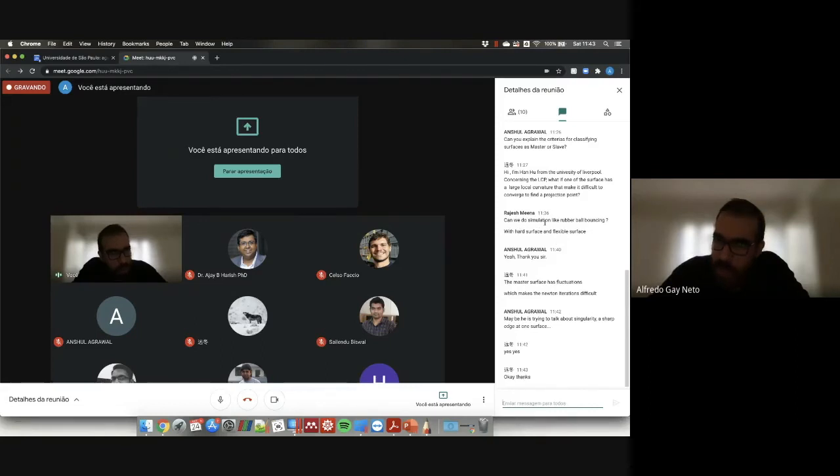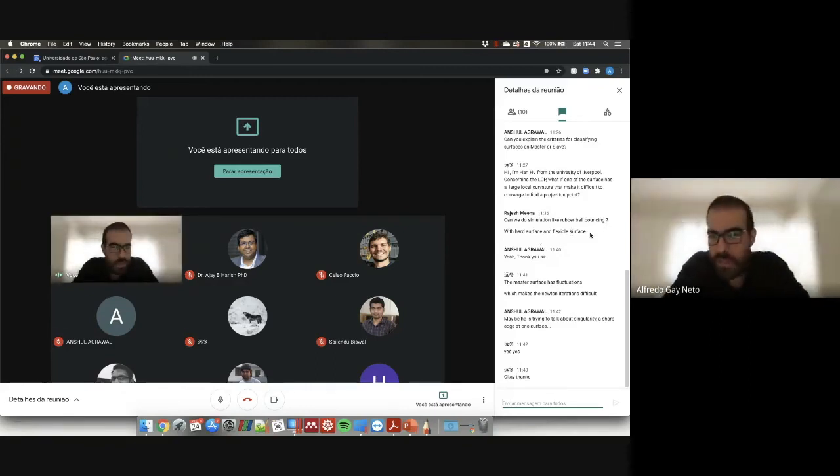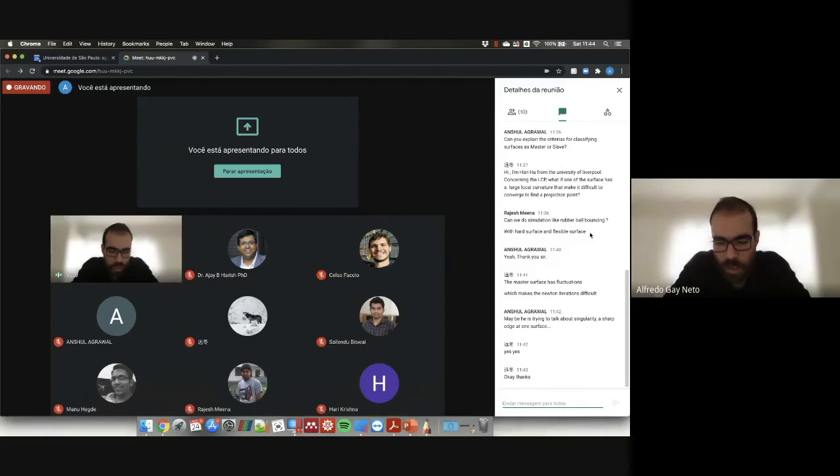Can we do a simulation like a rubber ball bouncing on a hard surface and a flexible surface? I think this is possible, Rajesh. I did some simulations already, not with a rubber ball, but with a rigid ball with some local penetration permitted, according, for example, to a Hertz contact scenario. It's not a very flexible ball, as you can imagine, but in this case it's possible to handle the problem.